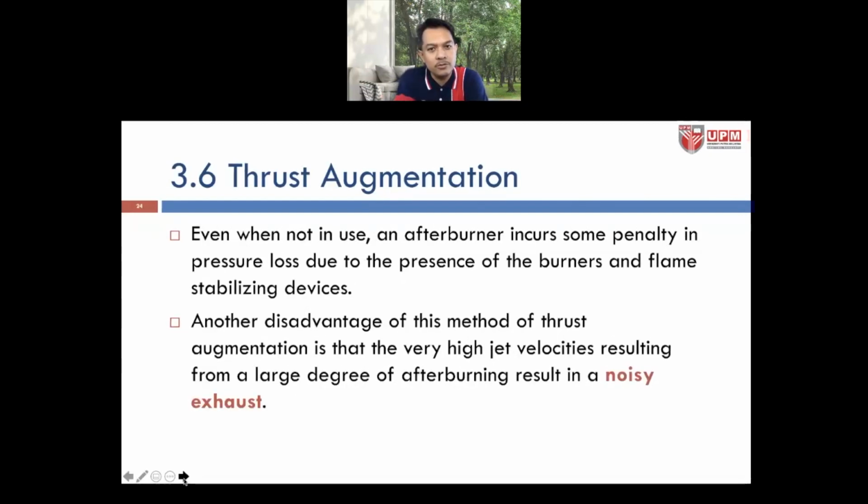Even when not in use, an afterburner incurs some penalty in pressure loss due to the presence of the burners and flame stabilizing devices, because it is a mechanical device that is attached behind the diffuser at the nozzle section. Another disadvantage of this method of thrust augmentation is that the very high jet velocities resulting from a large degree of afterburning result in a noisy exhaust.